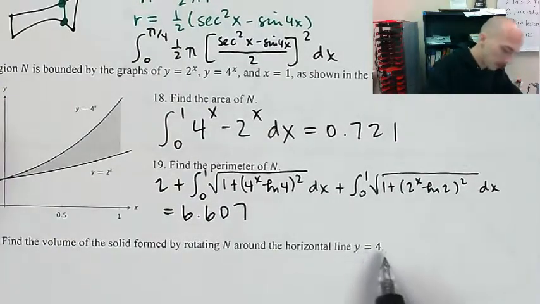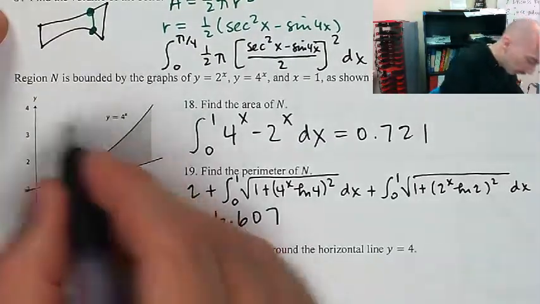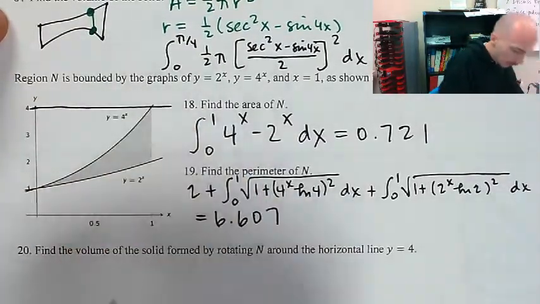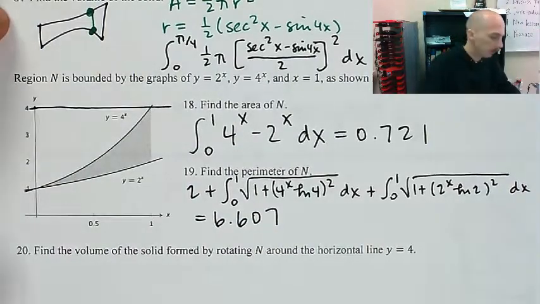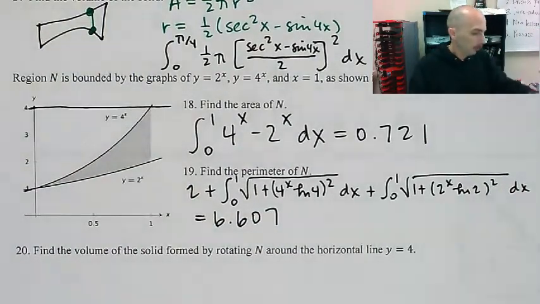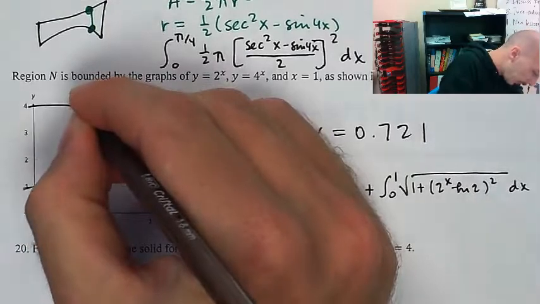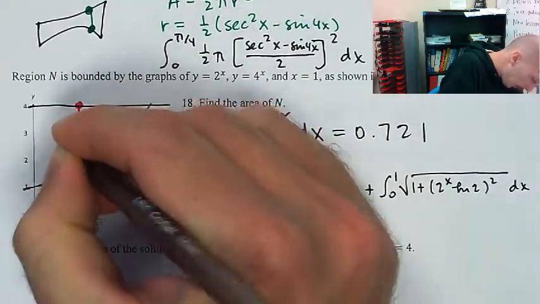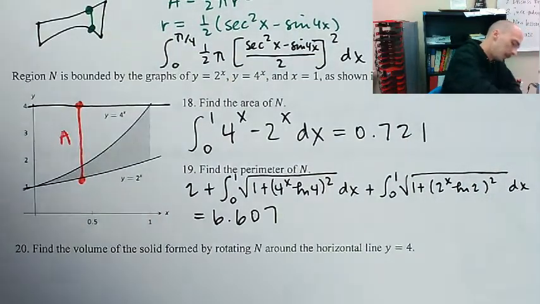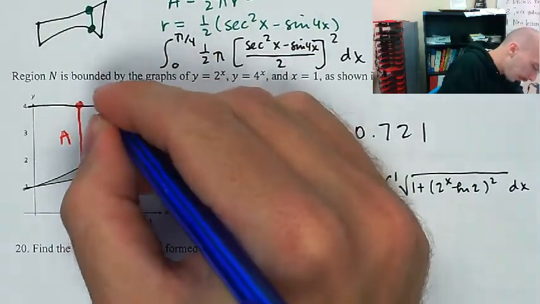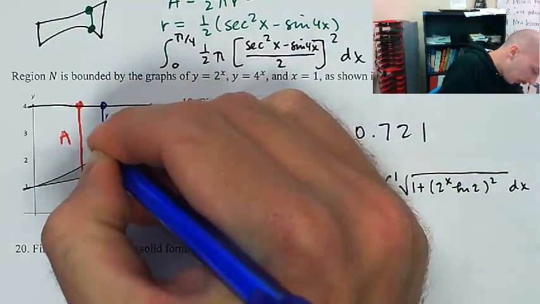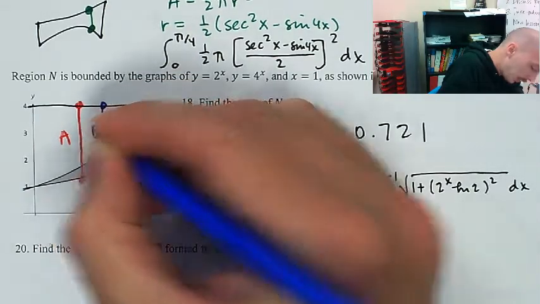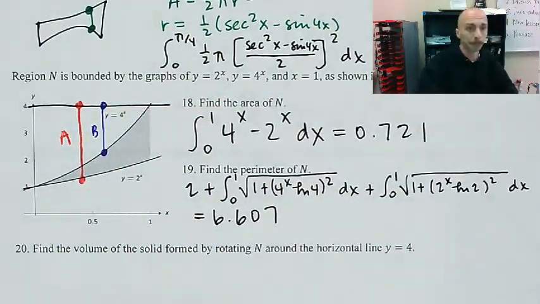Okay, rotating that around the line y equals 4. Maybe I'll sketch on the figure here. Okay, so that's my axis of rotation. I'm going to start at the axis, and I'm going to reach to the far edge of the region I'm rotating. That'll be my large radius. I'll start from the axis of rotation and reach to the near side of the region I'm rotating. That'll be my small radius.